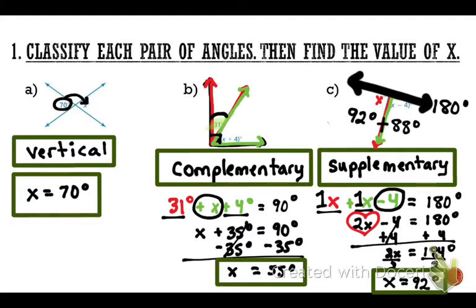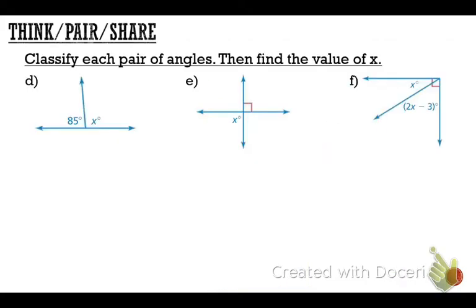We're going to look at the next set here, which are the same exact idea. I want you to classify each pair of angles and then find the value of x. So right now, I want you to decide whether D, E, and F are complementary, supplementary, or vertical. Go ahead and do that with your partner. All right, let's see how we did. Luke and Jacoby, what do you guys think D is?